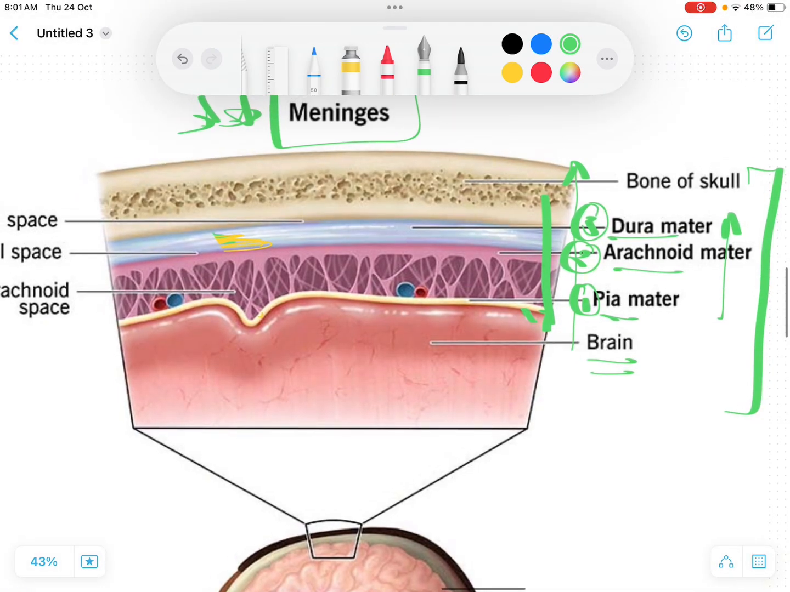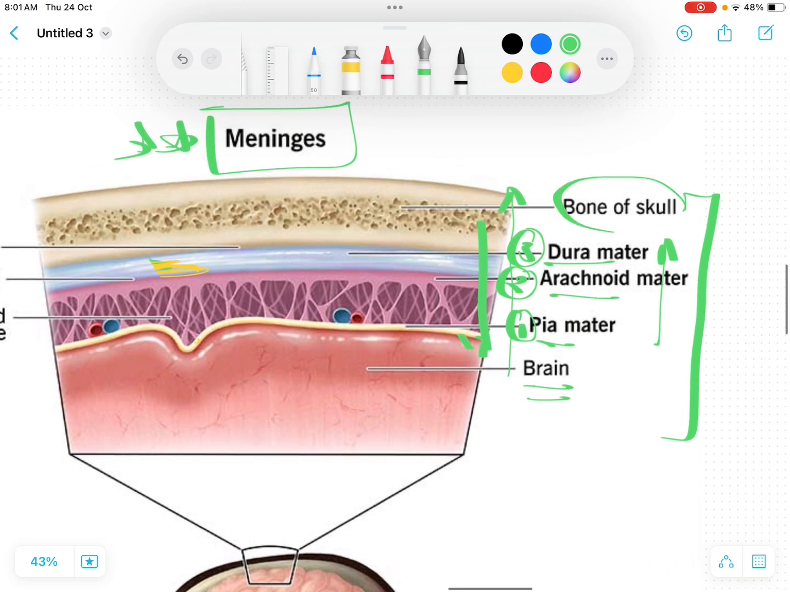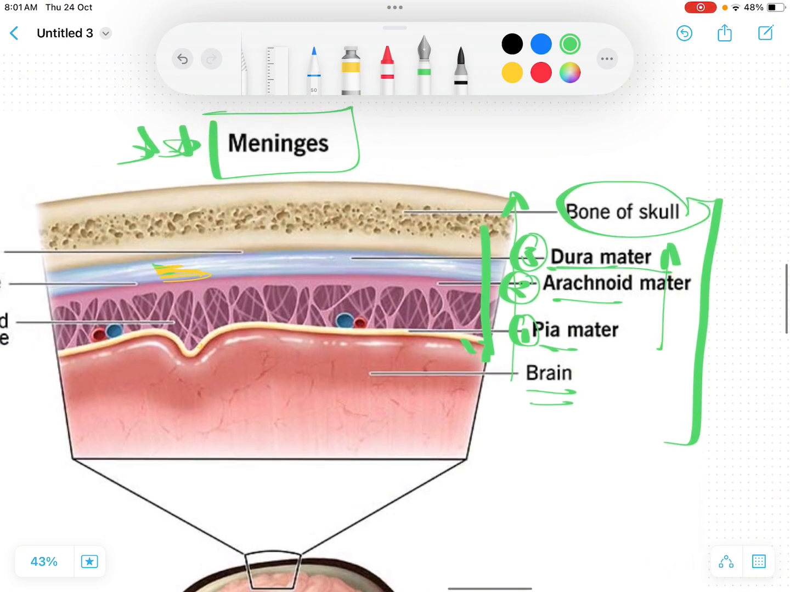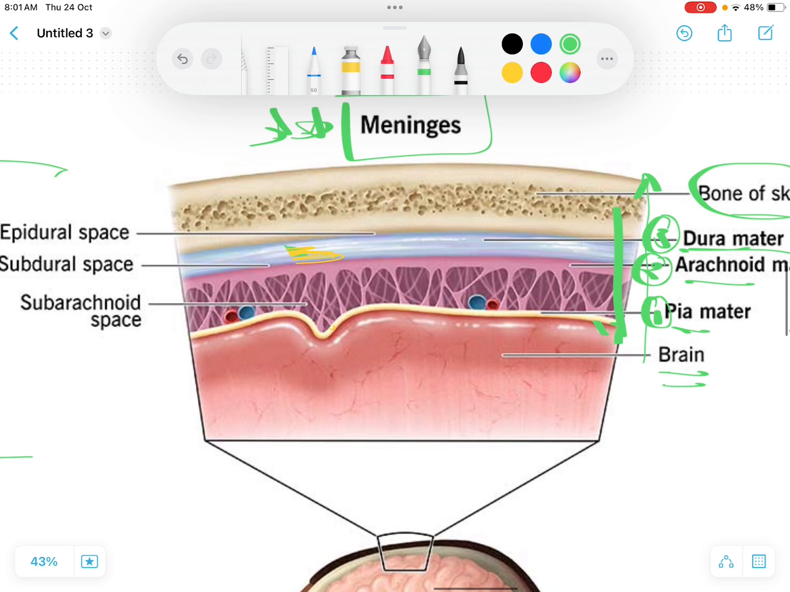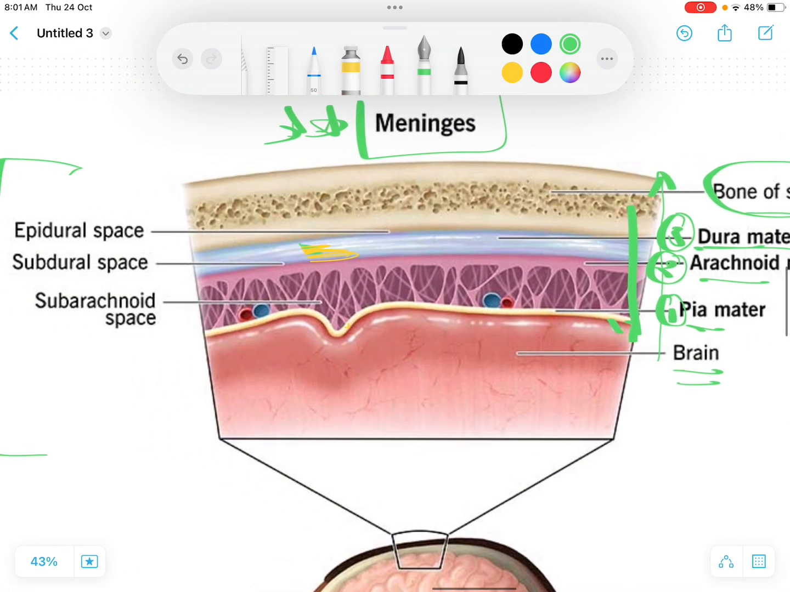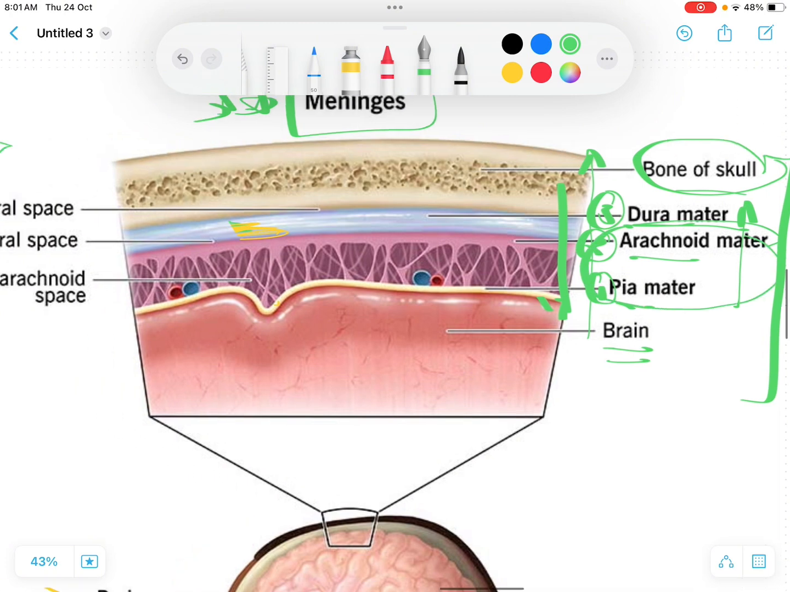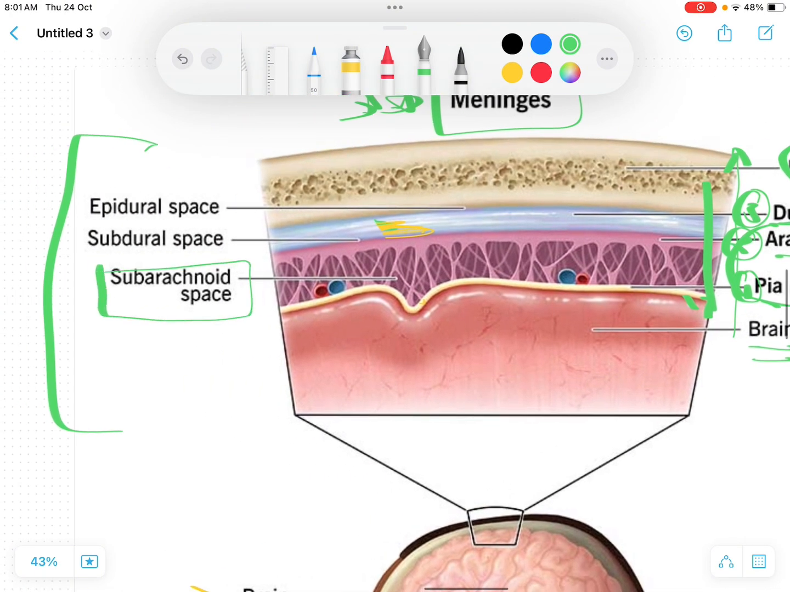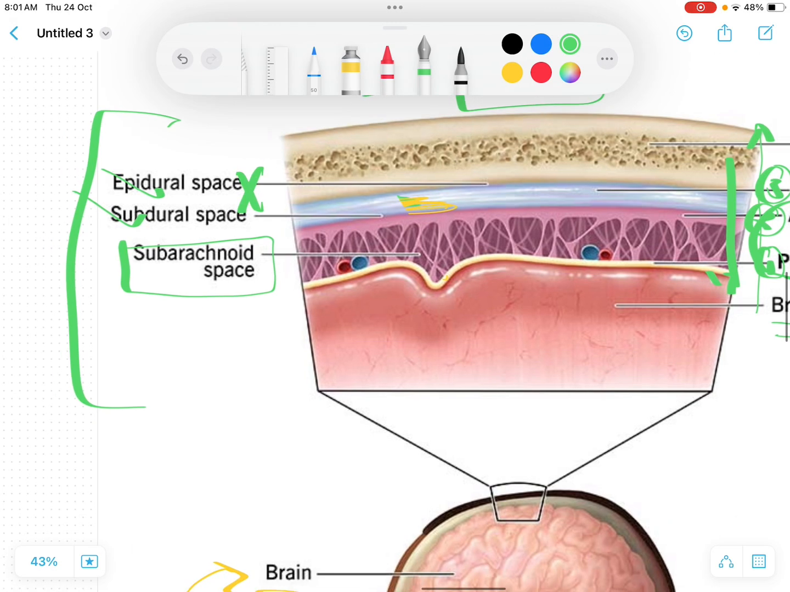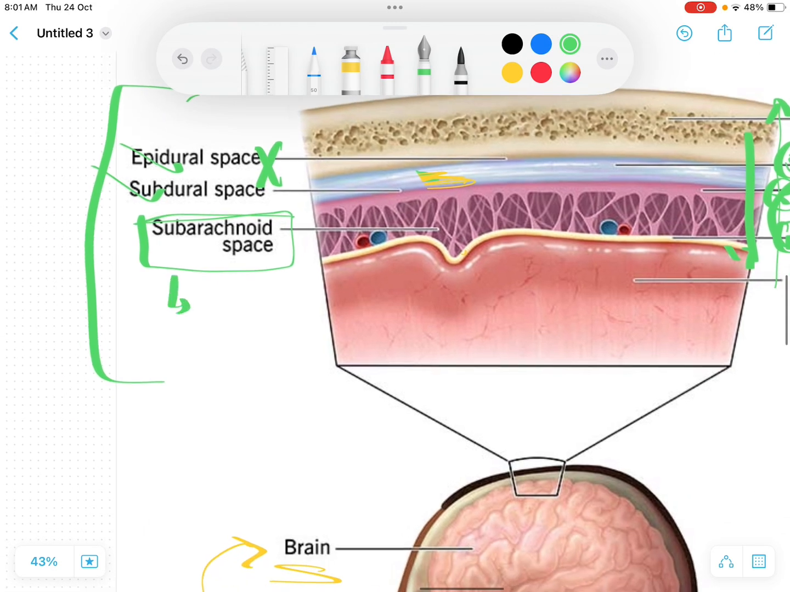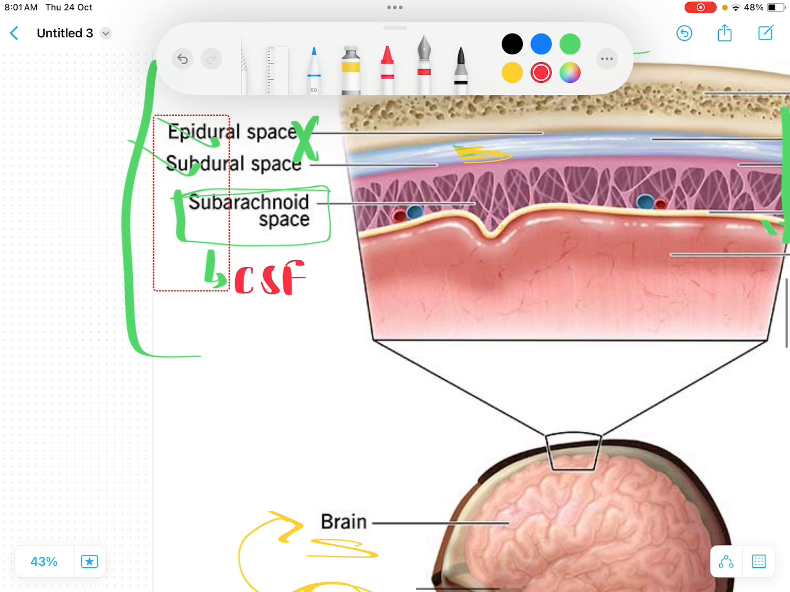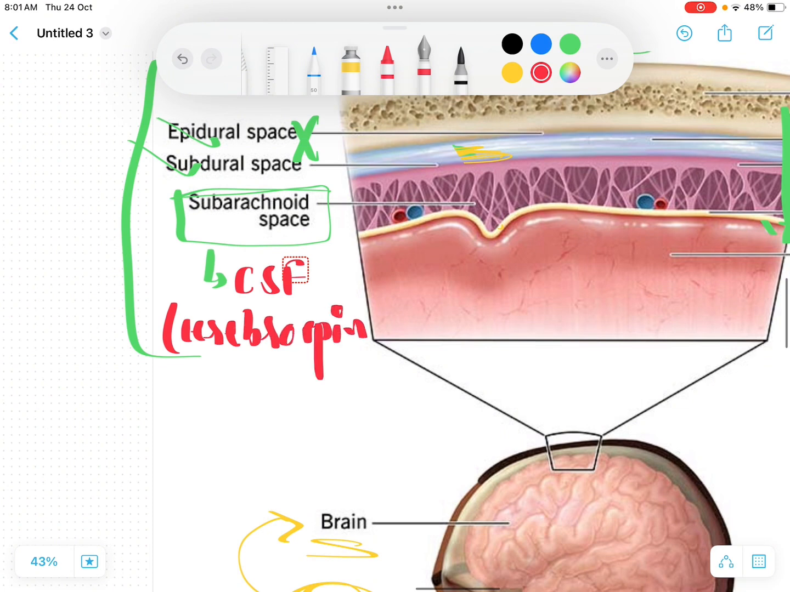The outermost layer, directly connected to the bone of the skull, is the dura mater. Between the arachnoid mater and the dura mater there is the subarachnoid space. There are also other spaces, epidural and subdural, but we are not concerned about those. We are concerned about this one because in this space there is a special fluid called cerebrospinal fluid. I'm writing CSF. What does it stand for? Cerebrospinal fluid.